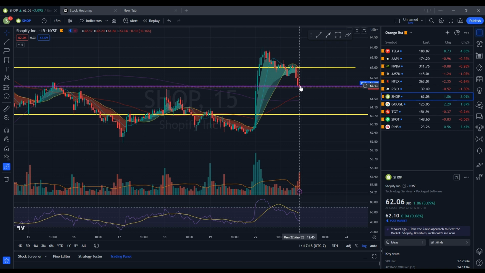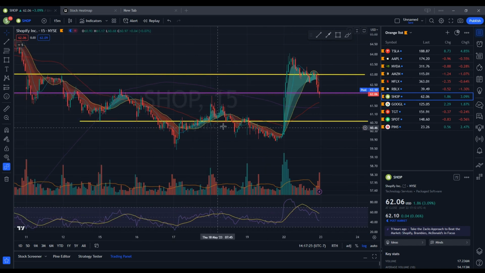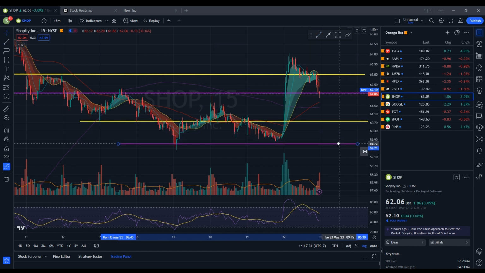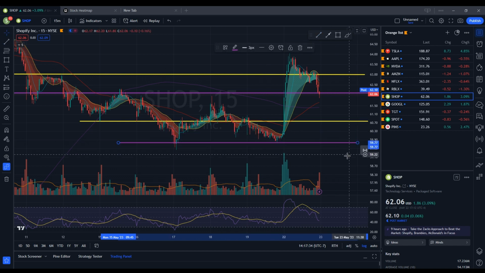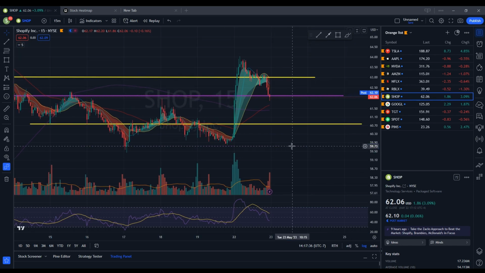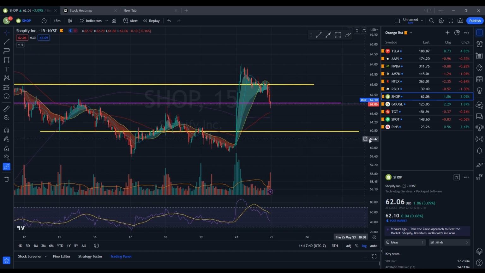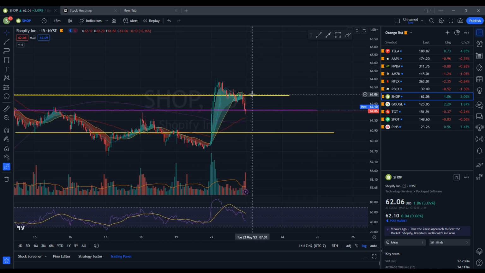I think if it opens up flat, a potential put entry would be nice, and playing it back down to 60.77. That would be the first potential pivot point. Now, if it continues to drop, you can always try your levels, but this is the ultimate support, this 59.77 marker.